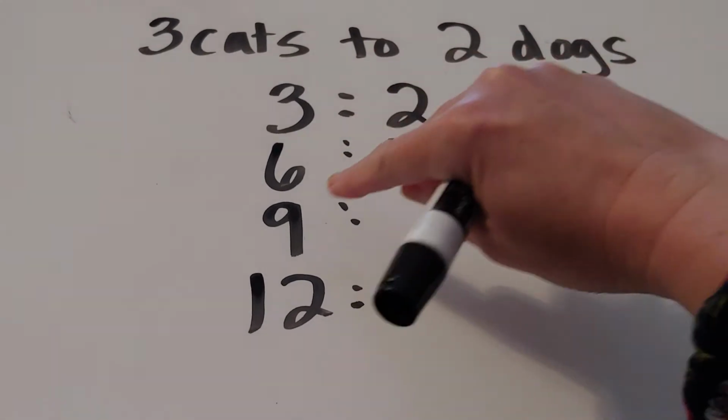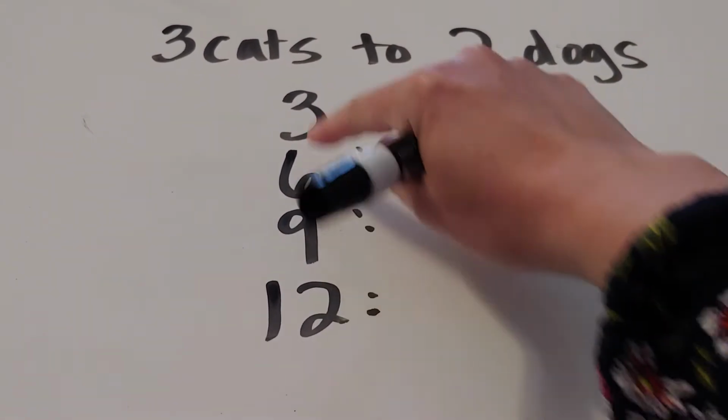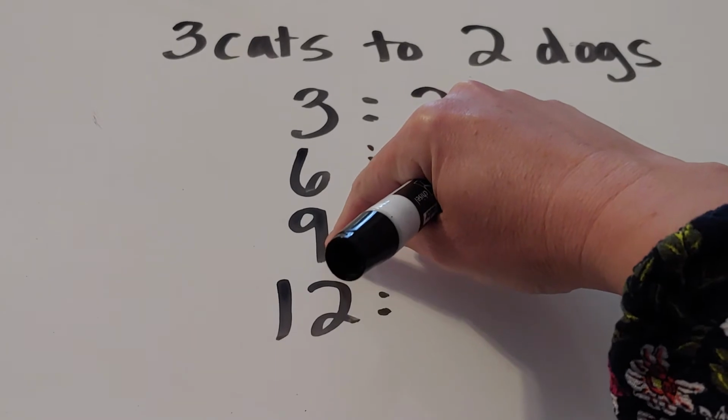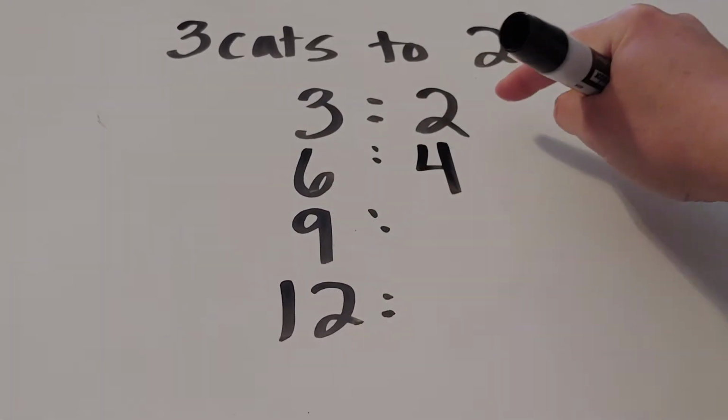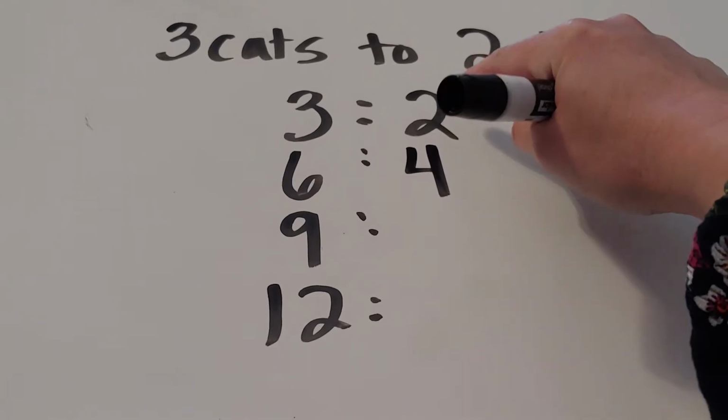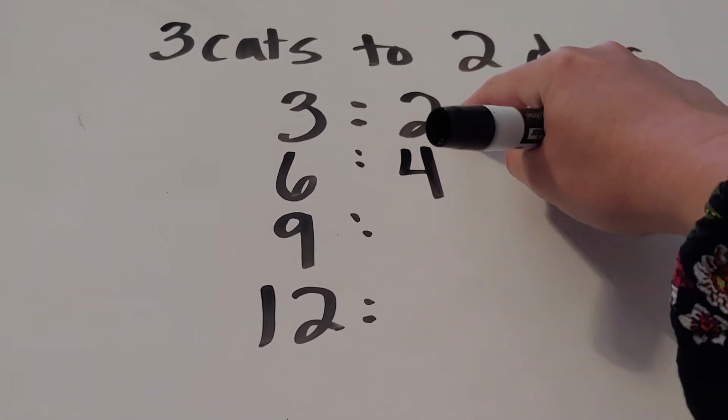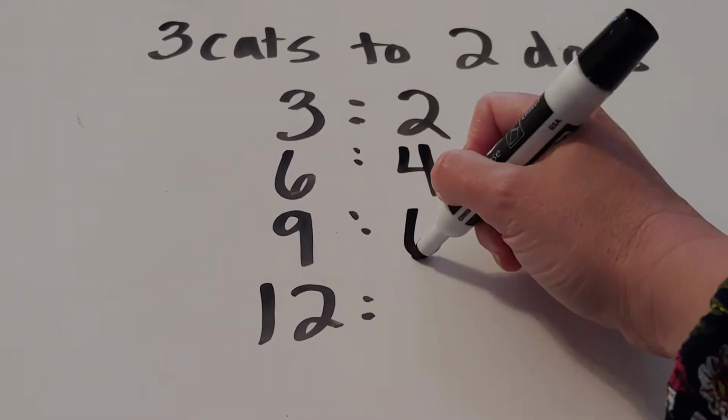All right, let's try another one. So 9 is 3 times 3. So I'm tripling the number of cats. If I triple the number of cats, I have to triple the number of dogs. So originally there were 2 dogs, so tripling 2 is 6.